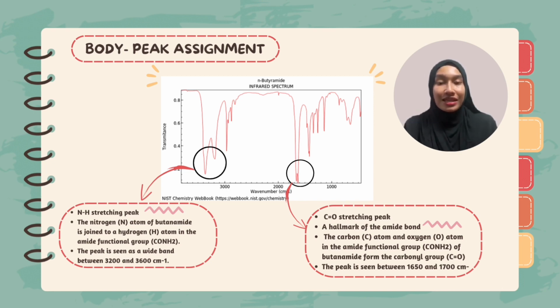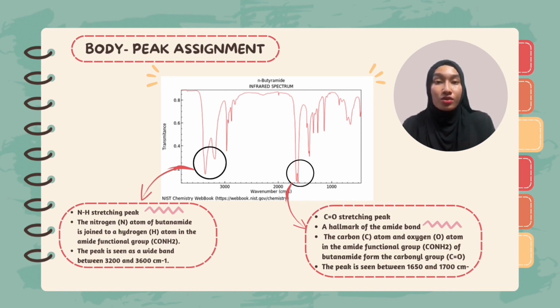The C=O stretching peak in the infrared spectrum is characteristic of the amide bond and provides additional support for the presence of the amide group in butanamide. In the amide functional group of butanamide, the carbon atom is double bonded to an oxygen atom, forming a carbonyl group. The C=O bond exhibits a specific stretching vibration that can be detected in the IR spectrum. When infrared radiation interacts with the sample, it causes the C=O bond to stretch and contract, resulting in a distinct peak in the IR spectrum.